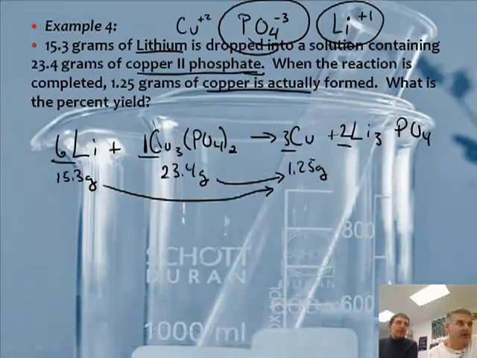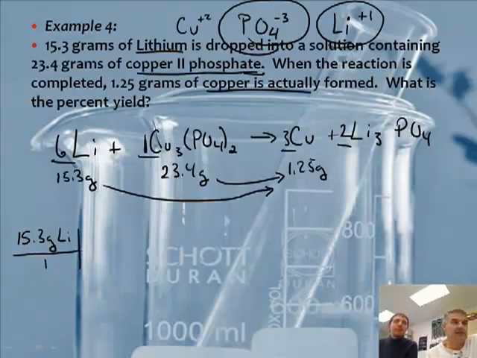So we have to do a gram-to-gram problem. If you can do this problem, guys, you can do anything in this unit. You are good to go because you can write and balance an equation, you can do limiting reactant stoichiometry, and you can do percent yield. Except for the molar mass one, but that's coming next.